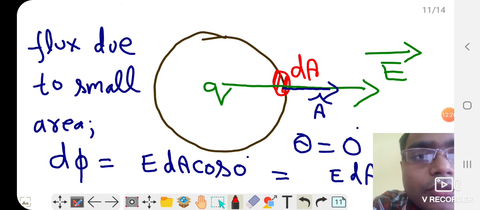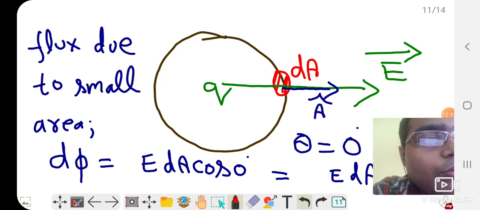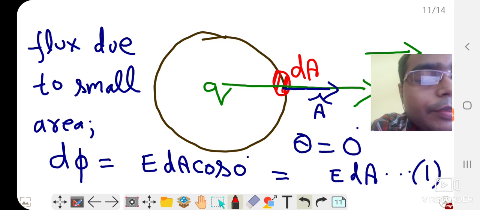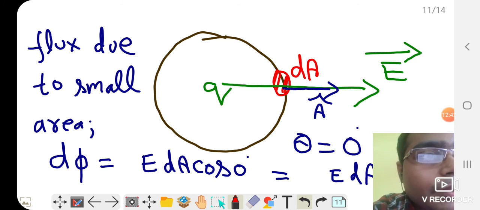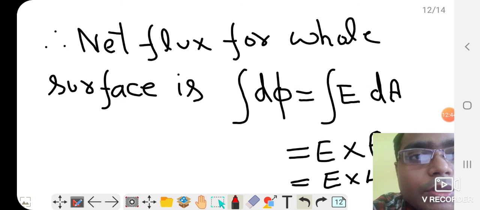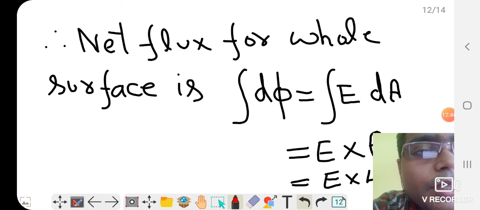So what will be the flux due to the very small area? That is given by E dot dA cos 0. So that will come out as E into dA. This is our very small flux for the very small area dA. This we have given as equation number 1. Now for the whole surface, what do we have to do? We have to simply integrate.